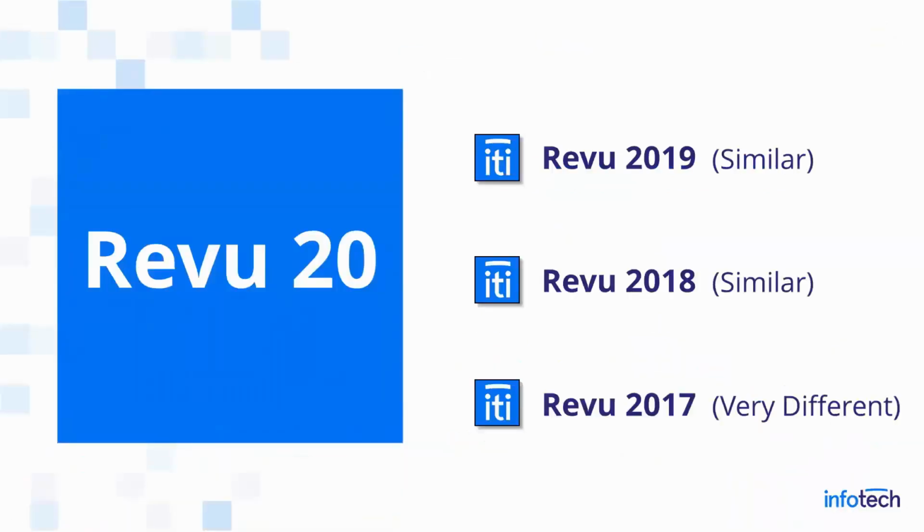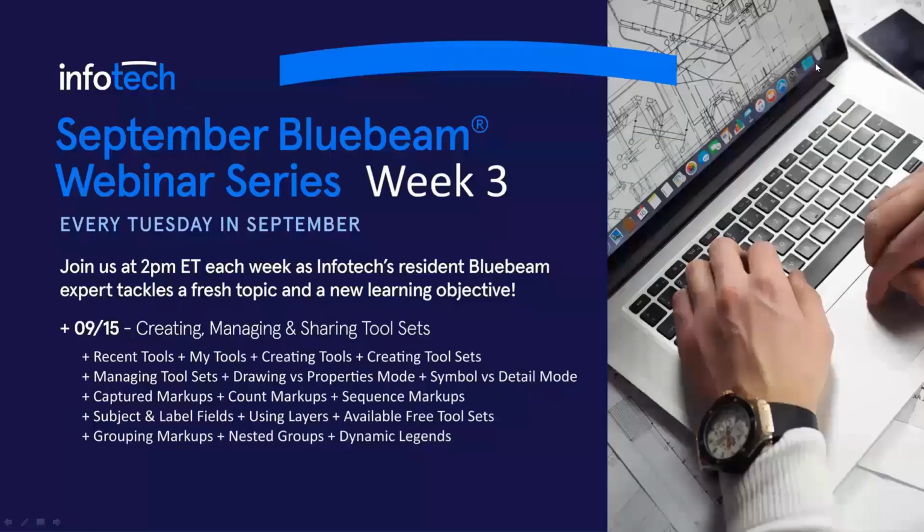Real quick reminder, I will be using Revu 20, which was released about 3 weeks ago. It is extremely similar to Revu 2019 and Revu 2018. There are some differences in the markup list in particular, and I'll try to point those out today. If you're using Revu 2017 or anything older, you're going to see a very different user interface than what is on the screen.